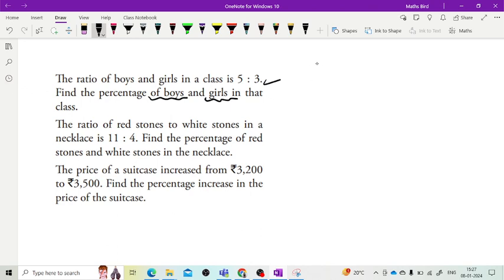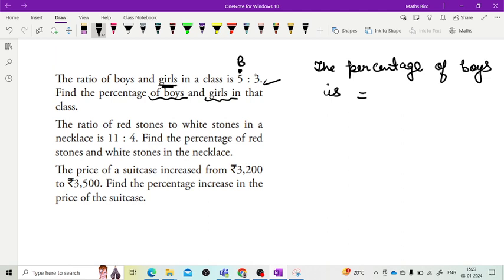Now you will write the percentage of boys is equal to, here the ratio of boy and girl is given. That means this ratio is of whom? Of boy. And the second is girl, so the second ratio will be girl ratio, right? And we are finding out the percentage of boy.